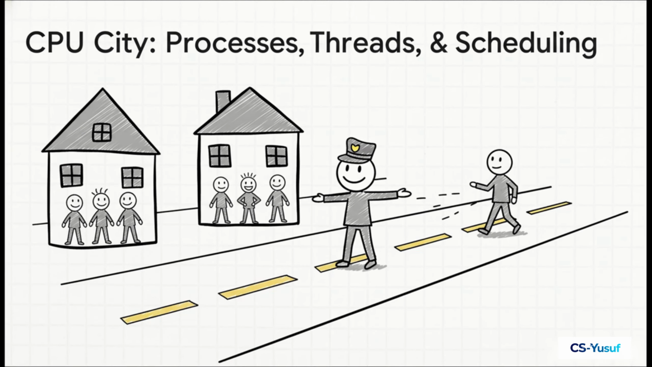So let's wrap this all up. A process? That's the house. It's the container with all the resources. A thread? That's the person living in the house, actually doing the work. And the scheduler? That's the traffic cop for the whole neighborhood, deciding which person from which house gets to use the main road, the CPU, next.